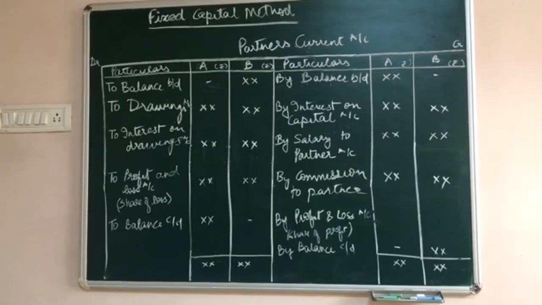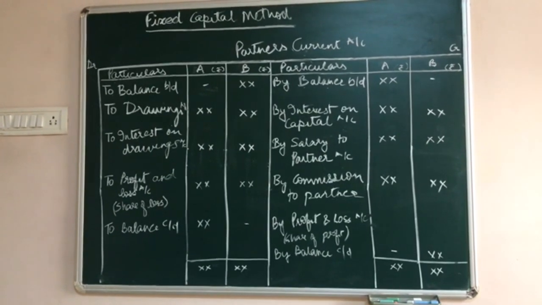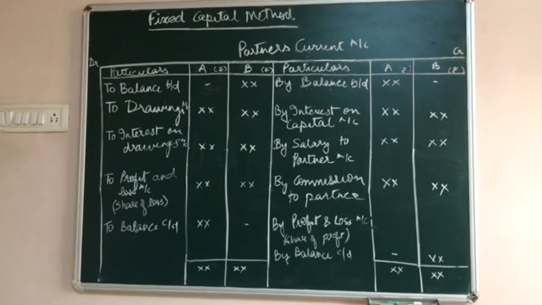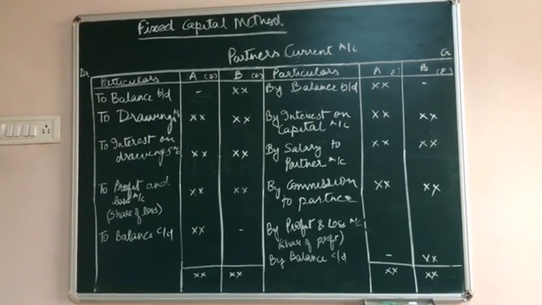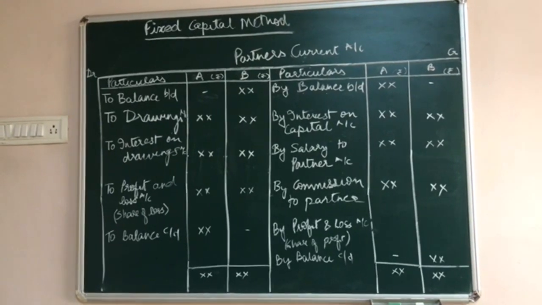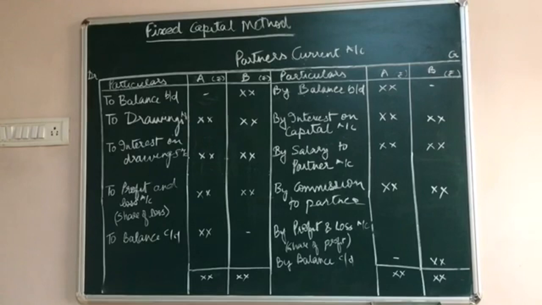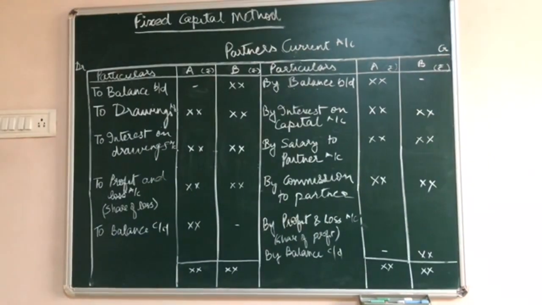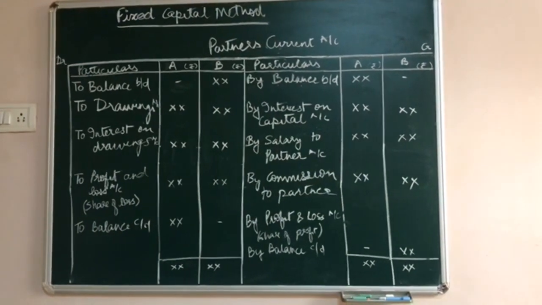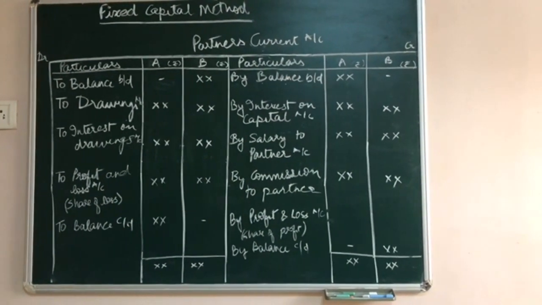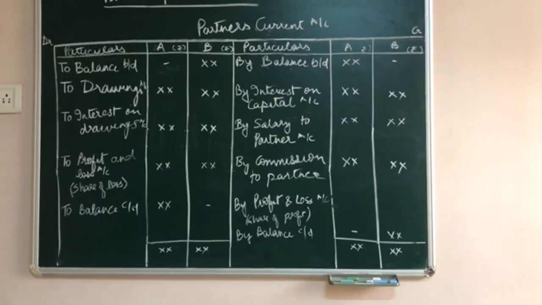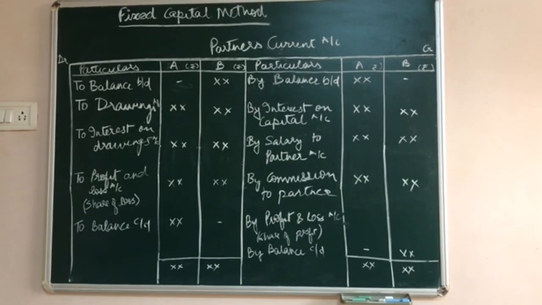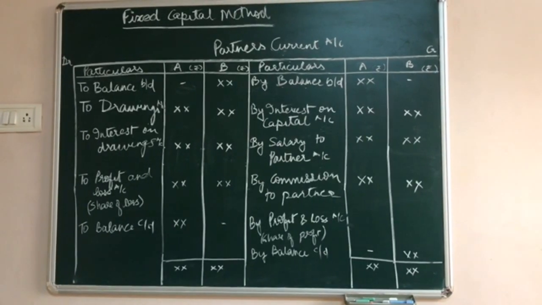See, on the credit side, interest on capital, salary to partner, by commission to partner, and profit and loss account, that is the share of profits. And on the debit side, drawings account, interest on drawings account, and profit and loss account, share of loss. Now this partner's current account may have a debit balance or a credit balance. If it has a credit balance, then the balance will be transferred to liability side of balance sheet. Similarly, if it shows a debit balance, then it is transferred to asset side of balance sheet.